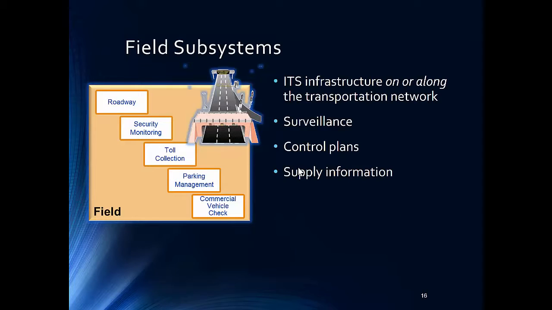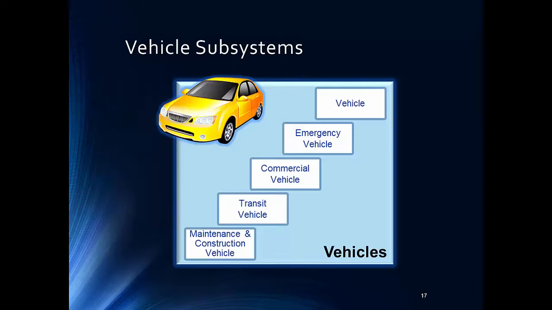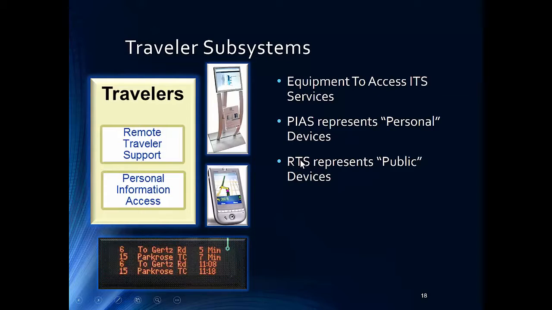Field subsystems are the roadway monitoring, could be cameras, could be vehicle detectors. You can see all the different possible field subsystems here. Vehicle subsystems are the actual commercial vehicles or trucks, transit vehicles, maintenance and construction vehicles. These are sometimes the ones that are operated by a DOT to help stranded motorists. So again, these could be a personal vehicle or more specialized vehicles operated by agencies.